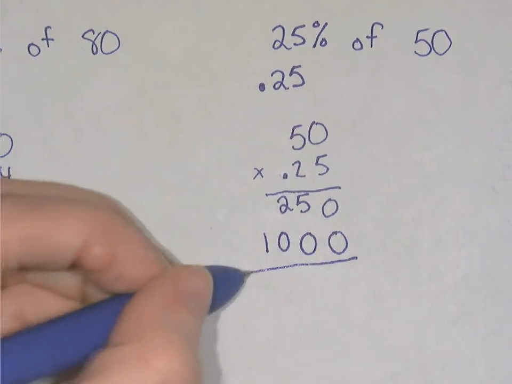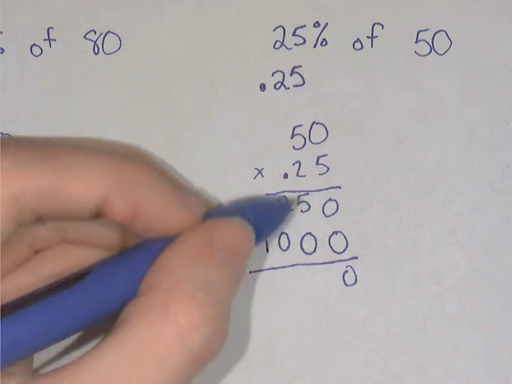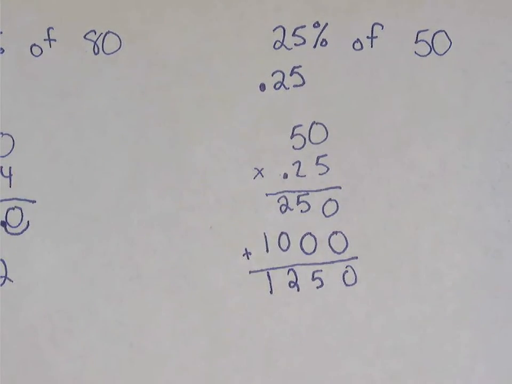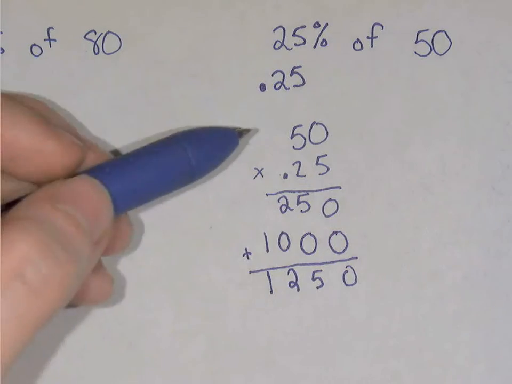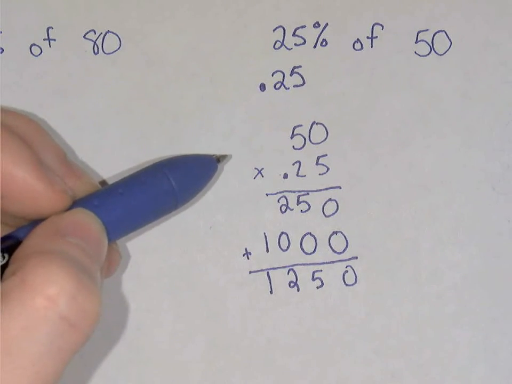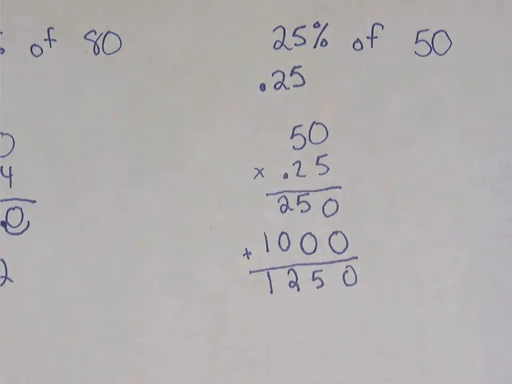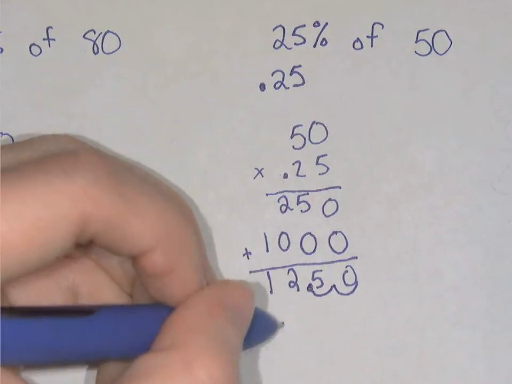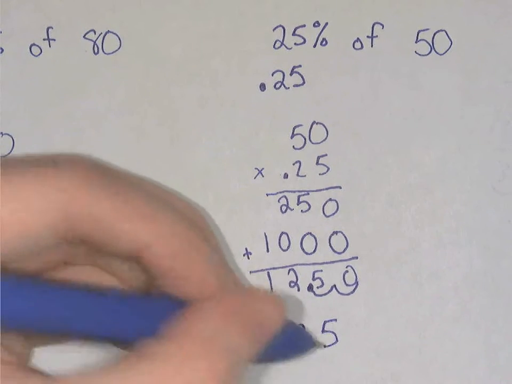Then I just add my numbers together. So zeros. I've got a 5, a 2, and a 1. And my last thing I need to do is I need to move my decimal point a certain number of places. So I've got 2 numbers after the decimal point. I'm going to go 1, 2, and my final answer is 12.5.